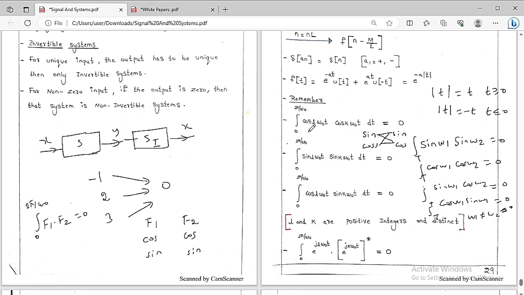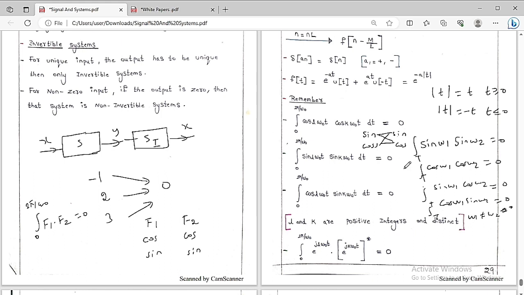So the integration over one time period of cos(l omega naught t) into cos(k omega naught t) dt is equal to 0. Integration from 0 to 2 pi by omega naught of sin(l omega naught t) into sin(k omega naught t) dt is equal to 0. Integration from 0 to 2 pi by omega naught of cos(l omega naught t) into sin(k omega naught t) dt is equal to 0. Here l and k are distinct positive integers.